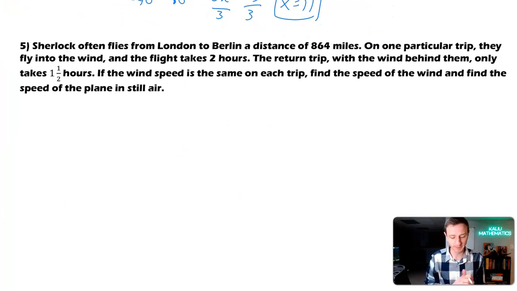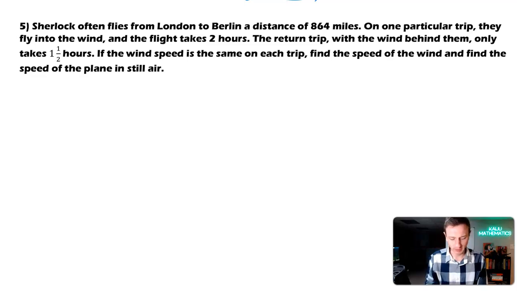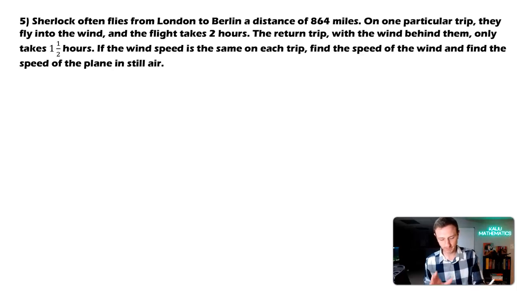some formulas here. So in number 5, we have Sherlock often flies from London to Berlin, a distance of 864 miles. On a particular trip, they fly into the wind, and the flight takes 2 hours. The return trip, the wind behind them, only takes 1.5 hours. If the wind speed is the same on each trip, find the speed of the wind and the speed of the plane in still air. So we have this scenario where we're flying, we have distance equals rate times time.